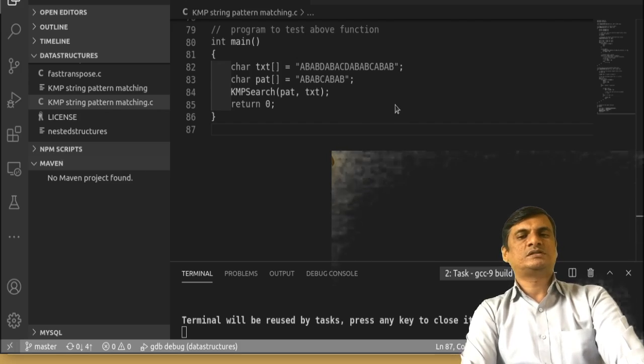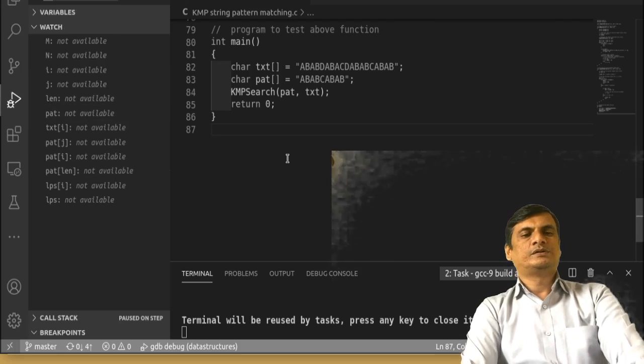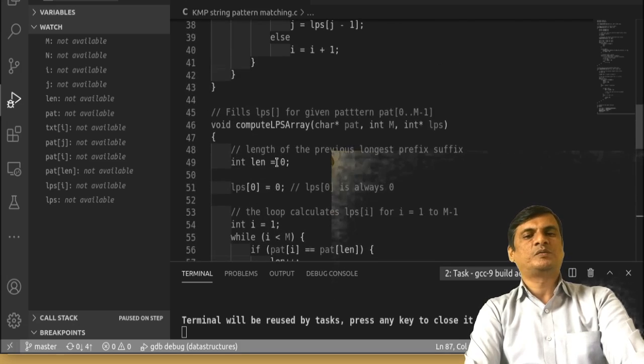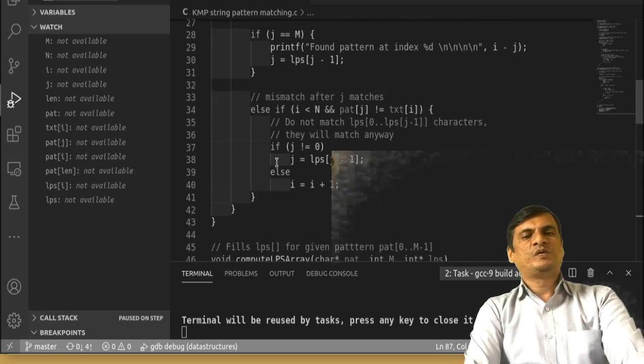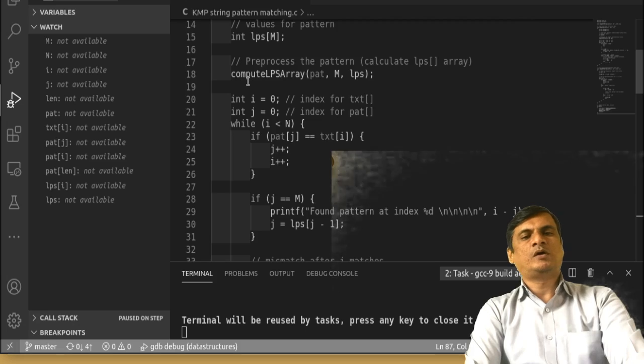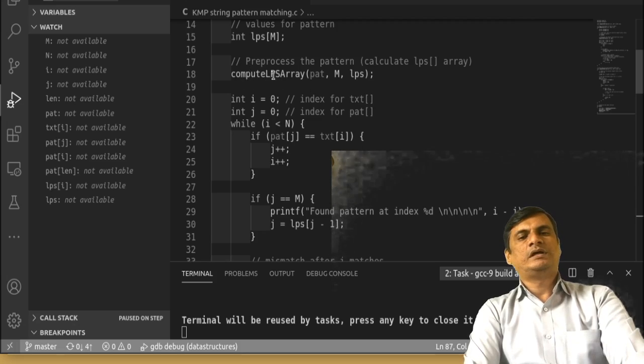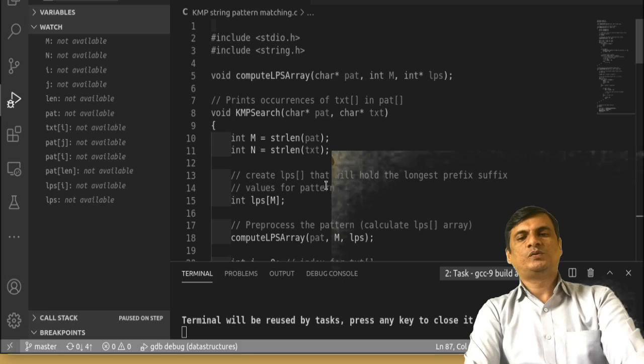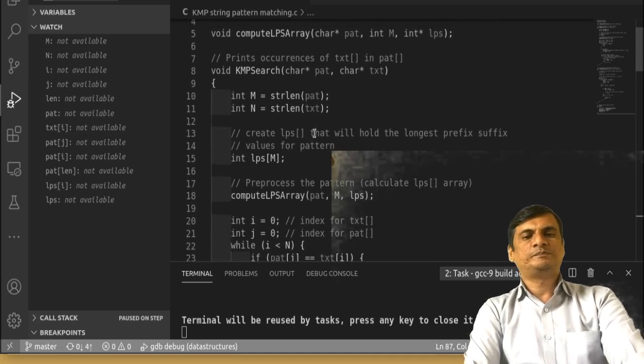We'll try to understand how exactly the LPS is going to work by debugging the program. When you debug the program, only then will you completely understand it. Particularly here, you need to understand how you are going to compute the prefix and suffix array. What it is going to do is find the longest prefix and suffix that is common. So we will try to debug this particular program.